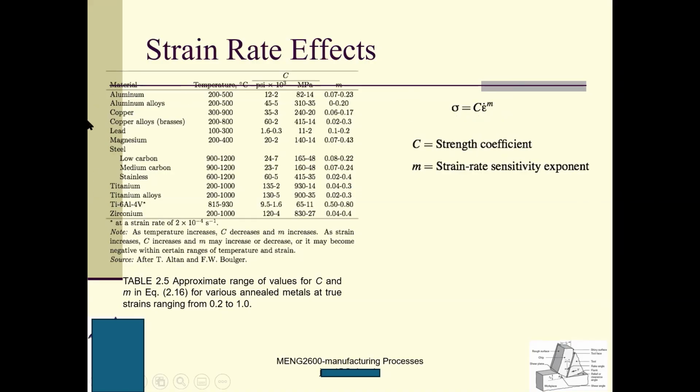Here are commonly used materials at different temperatures, and we have different C and m. C has two values for each of these materials: one is for psi, one is for megapascal. It depends on what kind of unit you are using. If we use English units, you need to use this column. If you are using international units, you need to use this column. Pay attention to which unit you are using. But m is just a ratio, so it doesn't matter what unit you are using.